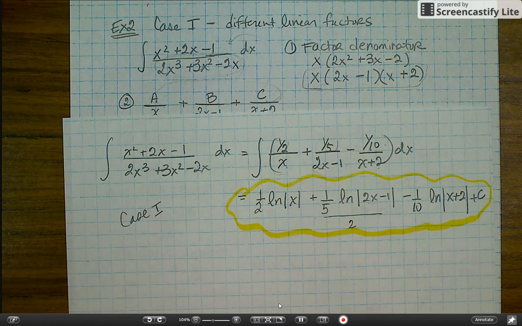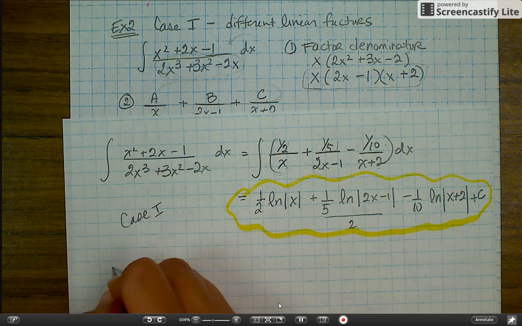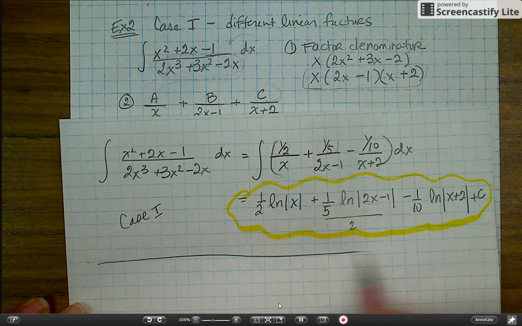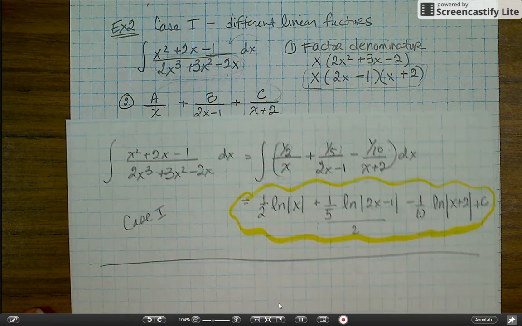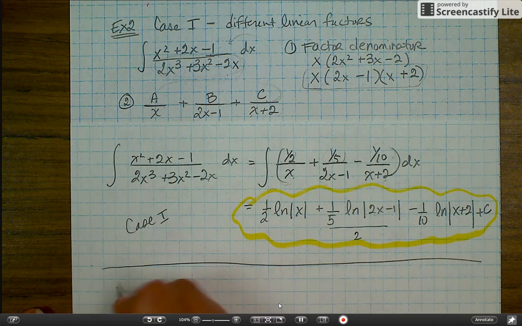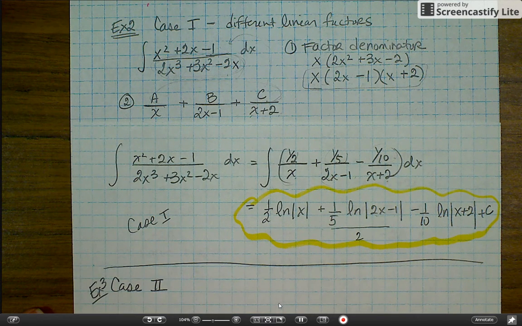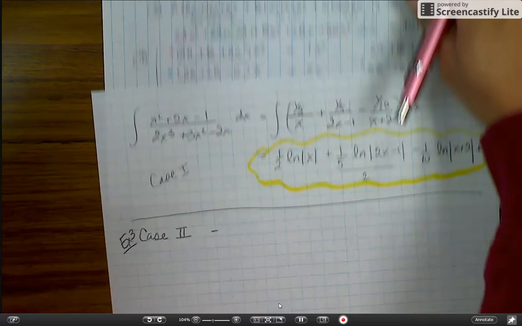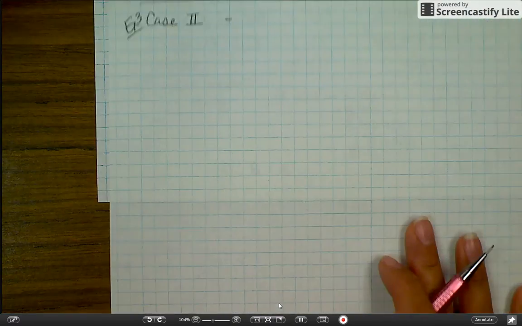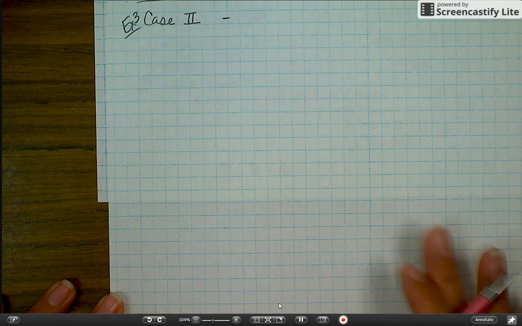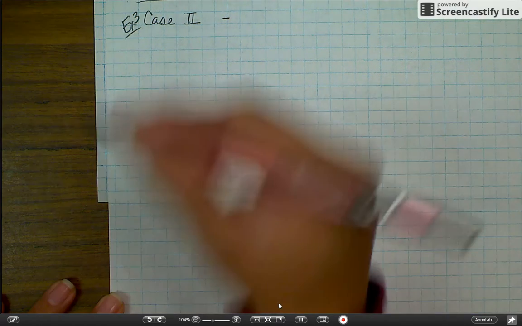So case 2. Each of these cases is really about knowing which situation you have and then separating your fraction accordingly. So case 2. We will discover our case after we factor everything, because that's what we're supposed to do. Okay, so here is our problem.